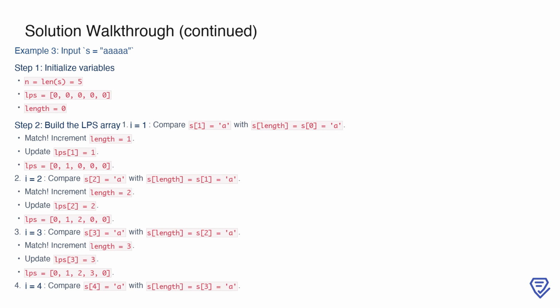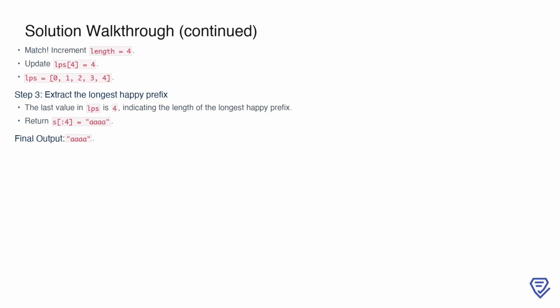Next, for I equals 3, S3, which is A, is compared with S2, which is also A. Here, we find another match between S3 and S2. This increments length to 3, and LPS3 is updated to 3. The LPS array now becomes 0, 1, 2, 3, 0.